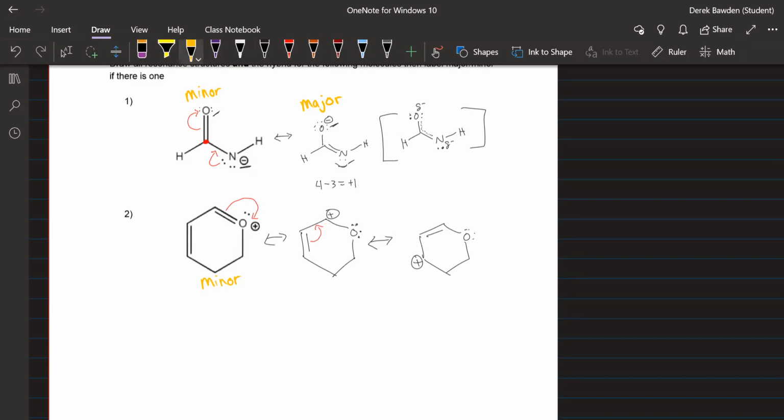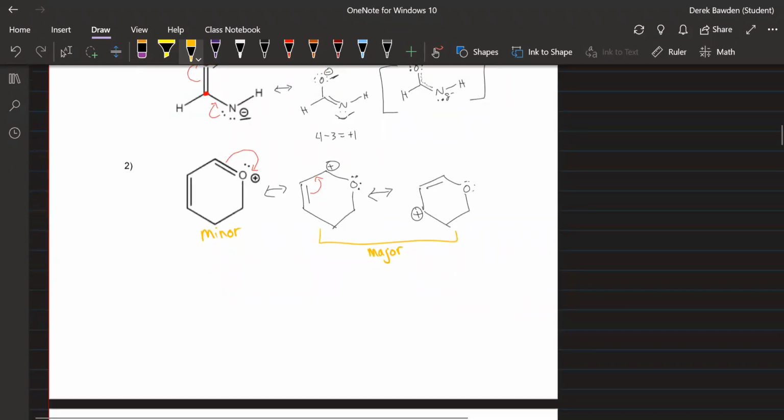And then the difference between the second and third resonance structures is that there's just a different placement of the double bond and a positive charge. So both of these are going to be the same as far as stability goes, and so these will both be our major products. I apologize for the screaming kids in the background.